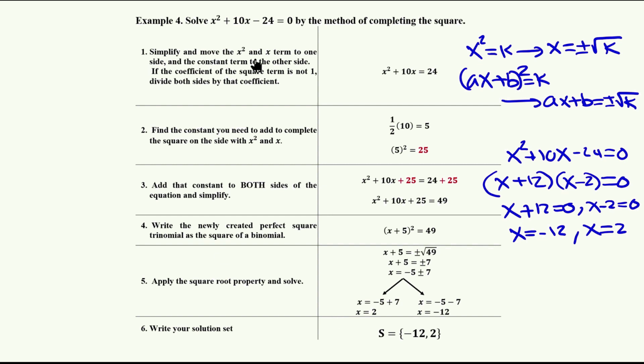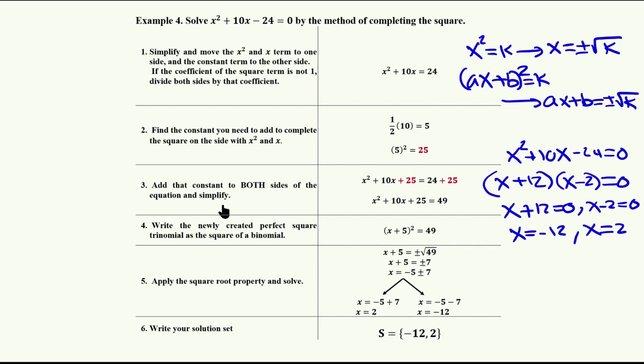Again, simplify and move the x squared and the x term, the second degree and first degree terms, to one side, and the constant to the other side. Doesn't matter which side you choose. Usually we go to the side which keeps the x squared positive for simplicity. Then we find the constant that you need to complete the square on the variable side, because remember the other side is constant. So on this side, of course, we know that we have to take half the coefficient of the x term and square.